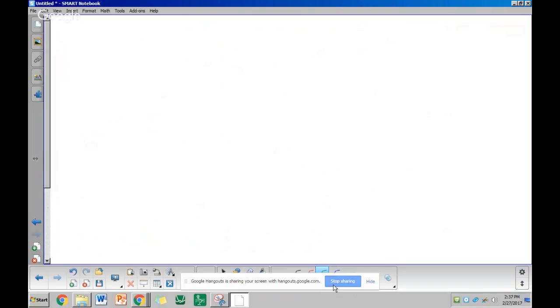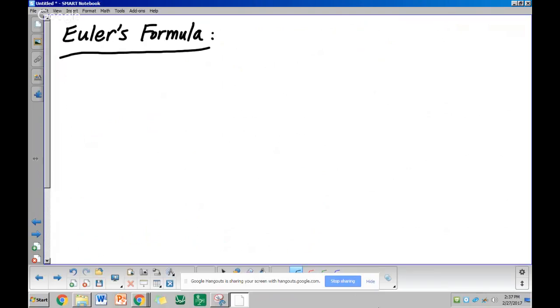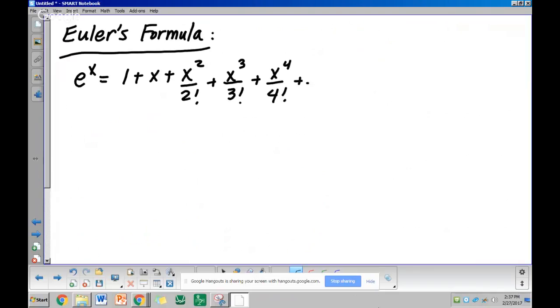But I wanted to share with you Euler's formula. This is a famous formula, and it starts with e to the x. This is 1 plus x plus x squared over 2 factorial plus x to the third over 3 factorial plus x to the fourth over 4 factorial plus dot dot dot plus x to the n over n factorial plus dot dot dot.